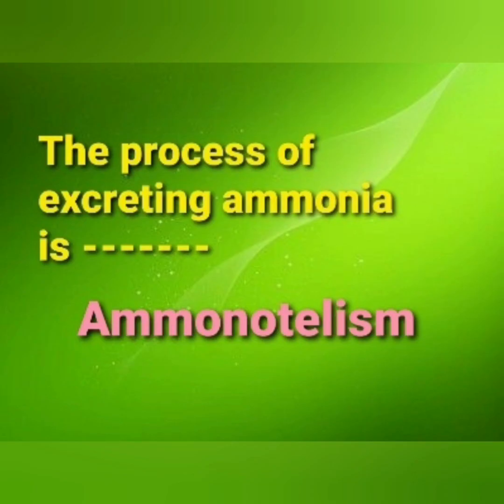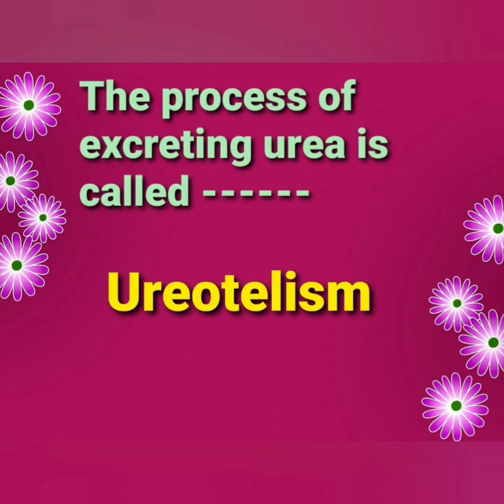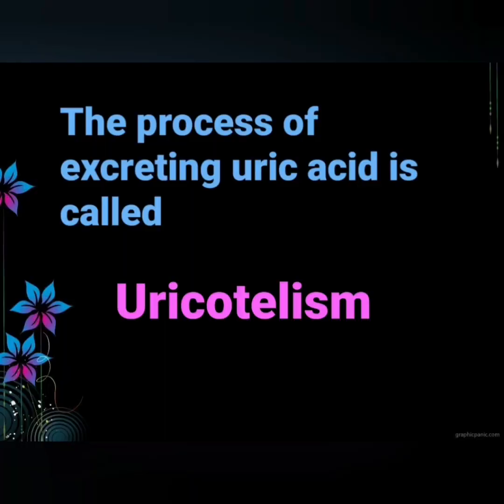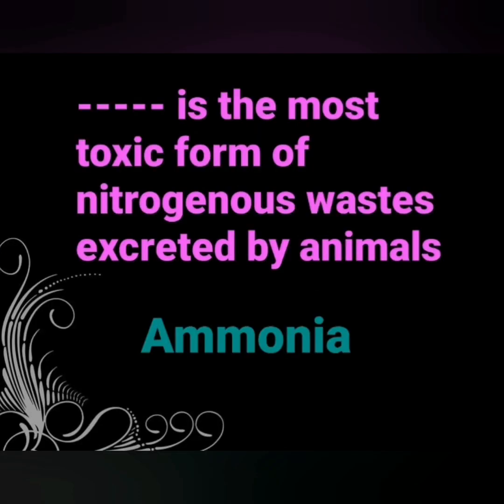Now the process of excreting ammonia is called dash. The answer is ammonotelism. Next question. The process of excreting urea is called ureotelism. Now the process of excreting uric acid is called uricotelism. Distinguish between the three and learn well.